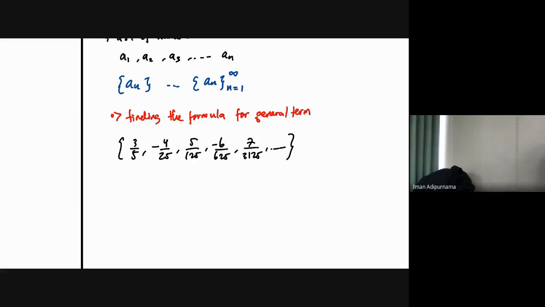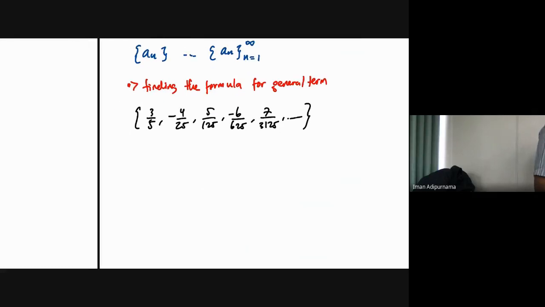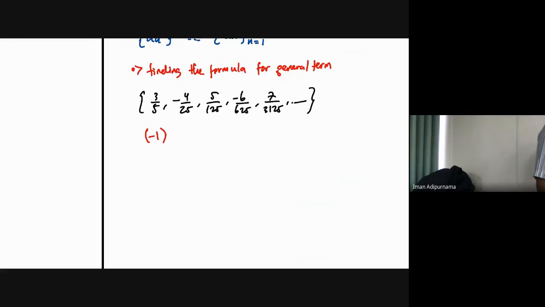Okay. So we start from 3, and then 3/5, negative 4/25, 5/125, negative 6/625, 7/3125, and so on and so forth. Okay. So to find the general term, if you see positive, negative, positive, negative, positive, it's called an alternating sequence, in which you can apply the (-1) power depending on the n. You can say n or n-1, depending on when it becomes negative or positive, right?